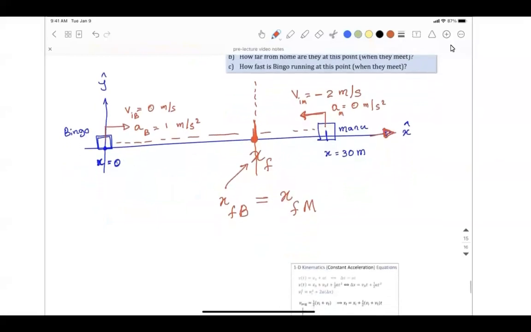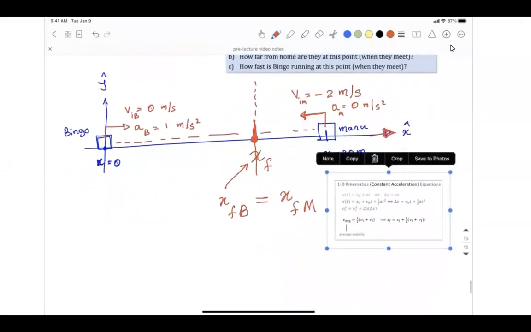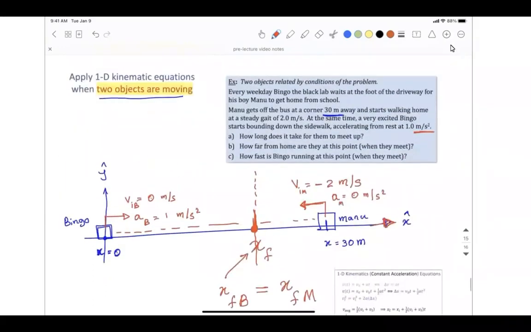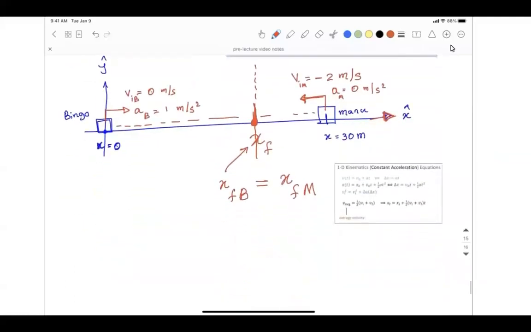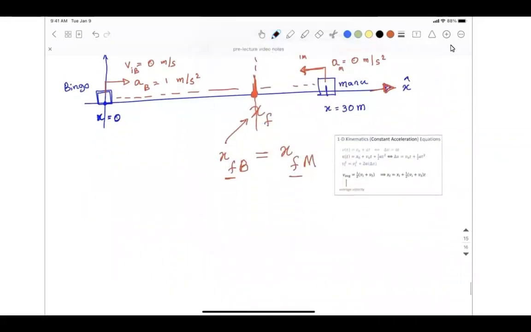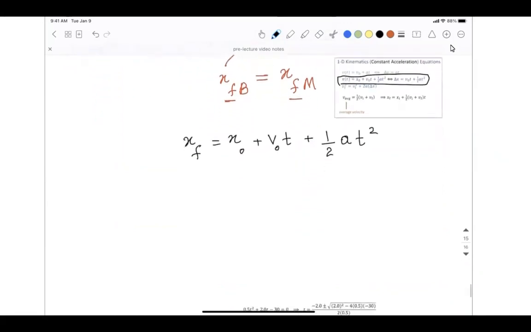When we have all these ideas listed down, we have this set of formulas. All we are going to do now is set the formulas, substitute numbers, and look for the unknown. We are going to find how much time it takes for the two objects to meet each other. Since the final position is going to be the same, let's go with this formula right here: x final equals x initial plus initial velocity times time plus 1/2 acceleration times time squared. That's the formula.